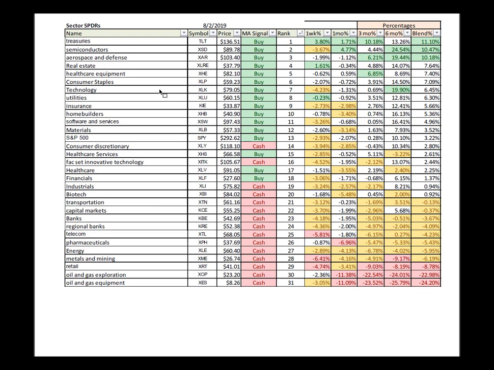Sector spiders. Detailed look at the U.S. sectors. Again, the weak areas got smashed the most. So telecom, metals and mining and retail, treasuries, real estate. You can see the defensive plays are predominating.